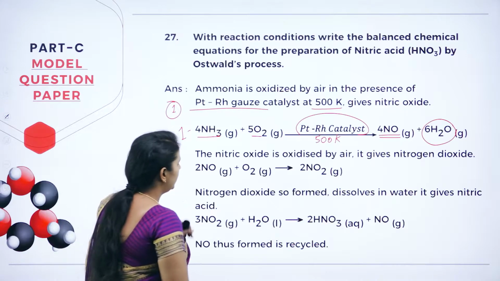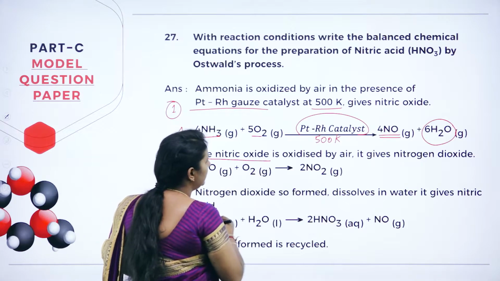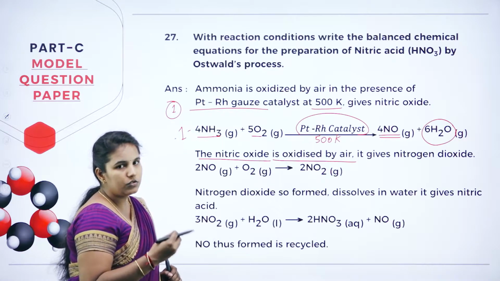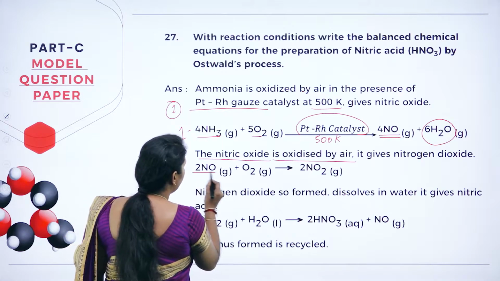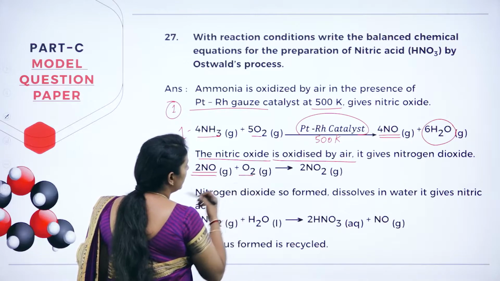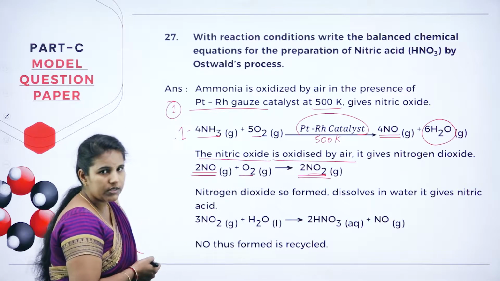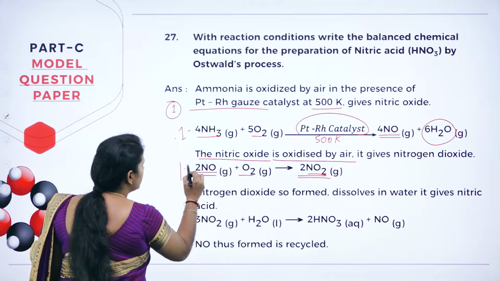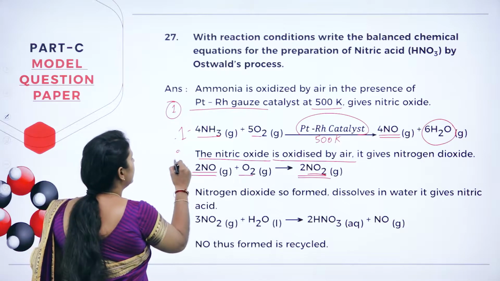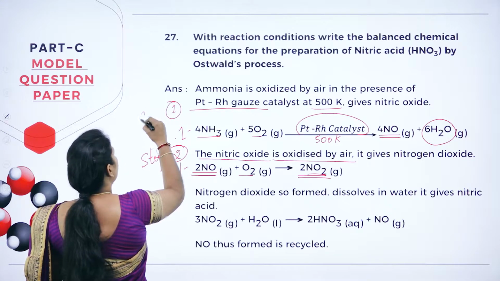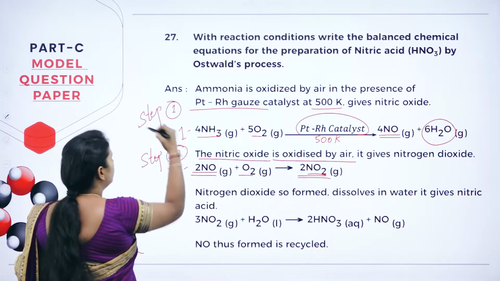Again, after that, this nitric oxide is oxidized by air to form nitrogen dioxide. You are taking the nitric oxide, which is allowed to react with oxygen to form nitrogen dioxide. If you write this reaction also, the second step, these are the steps, okay, you will get 1 mark.